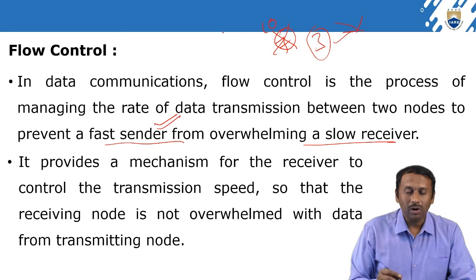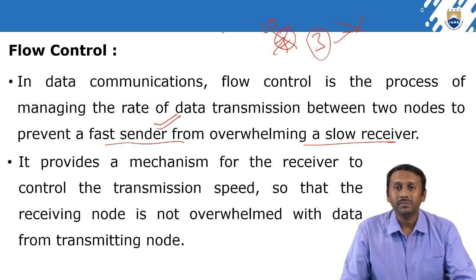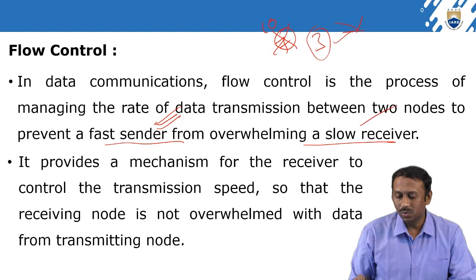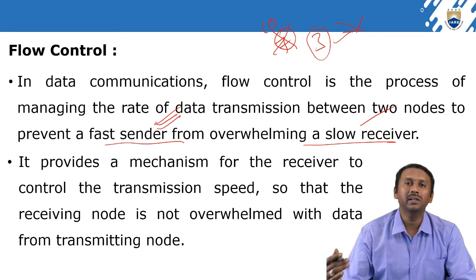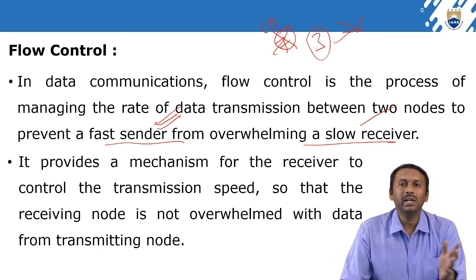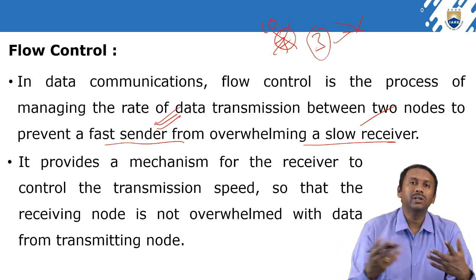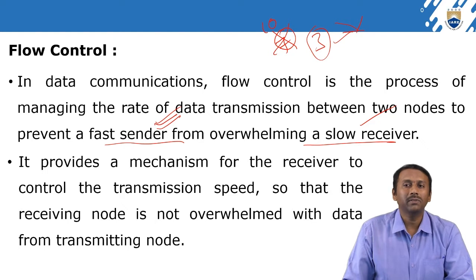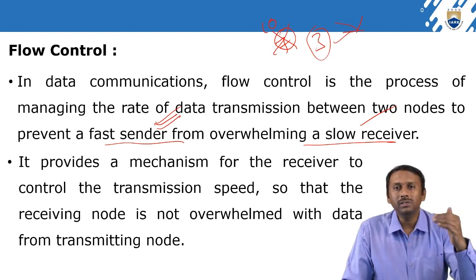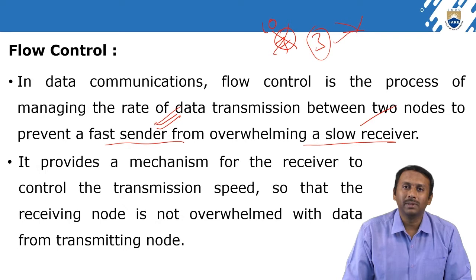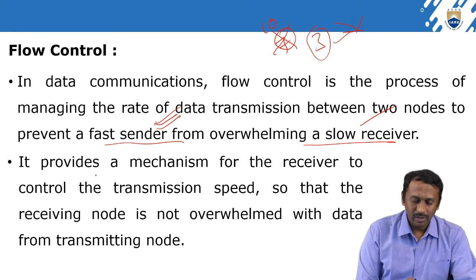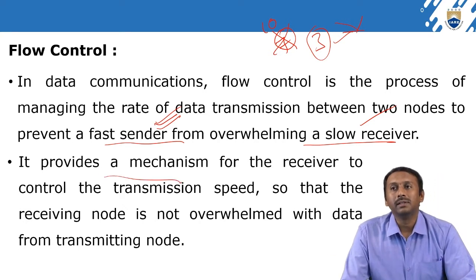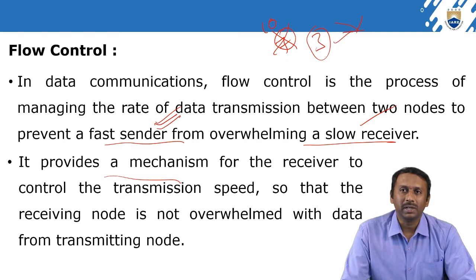So to avoid these sorts of things, that is, a fast sender and a slow receiver. Otherwise, a slow sender and a fast receiver also leads to an idle state. If data is sent slowly, what will happen? The network is going to enter into an idle state, isn't it? Whenever the network is in an idle state, the network performance is reduced, right? That is the reason it moderates the flow. Flow control provides a mechanism for the receiver to control the transmission speed, right?